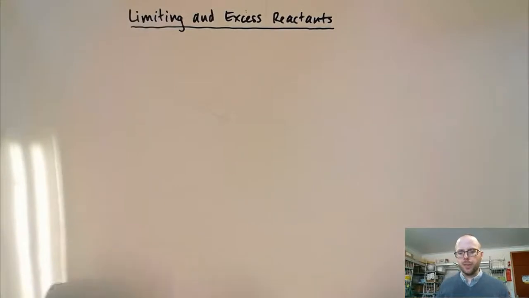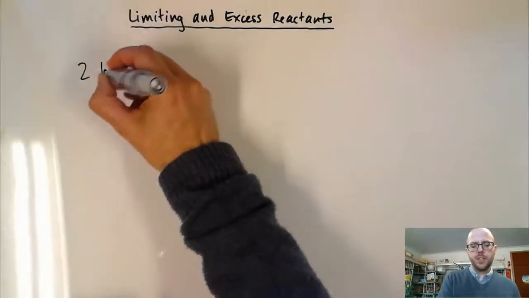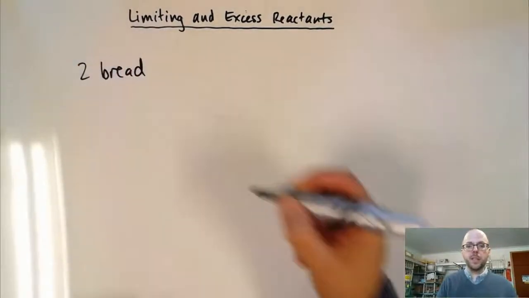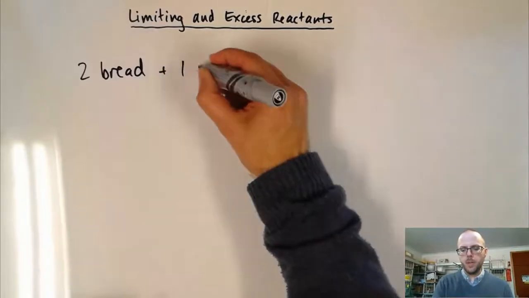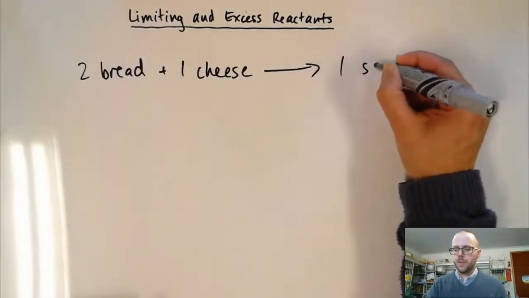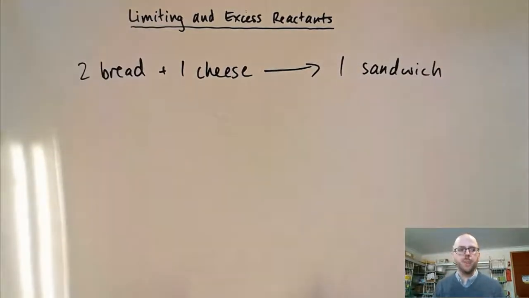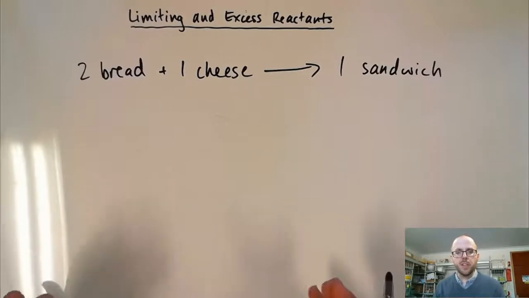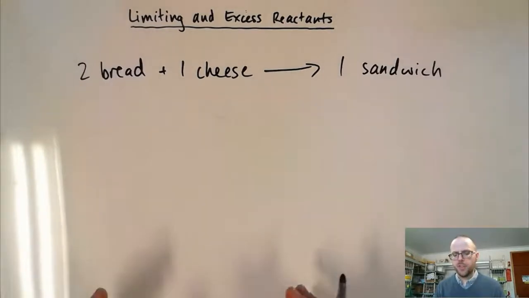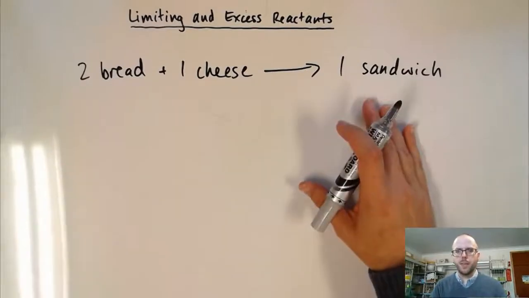Okay, I do love a good food analogy. So let's look at how we make a cheese sandwich. To make a cheese sandwich, we have 2 pieces of bread plus 1 piece of cheese forming 1 sandwich. Apologies if this is making you hungry. I appreciate this is a bit of a simple analogy, but you'll see how this works in a moment. So 2 pieces of bread plus 1 piece of cheese forms 1 sandwich.